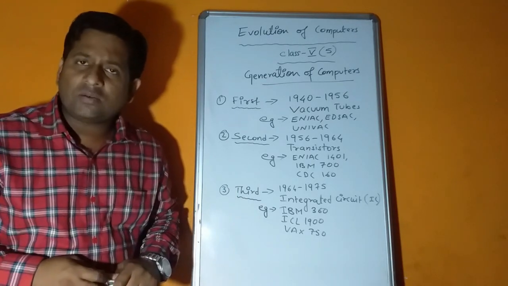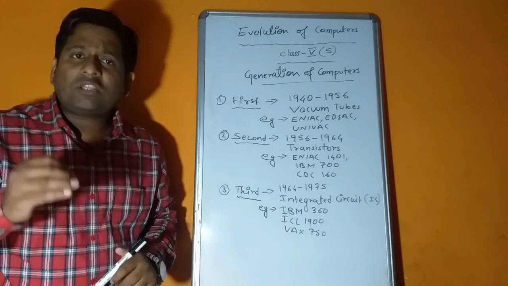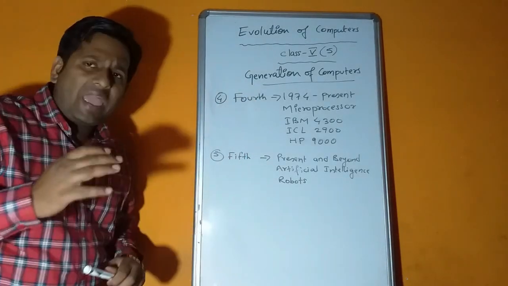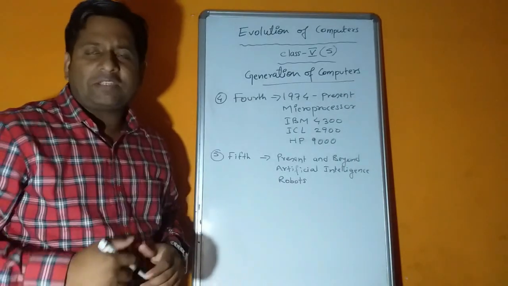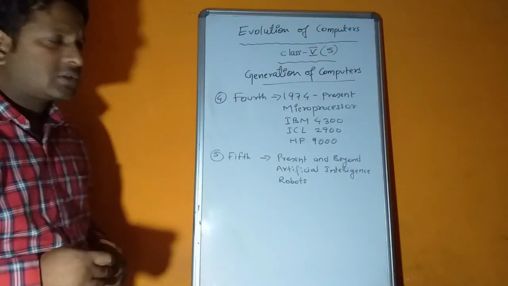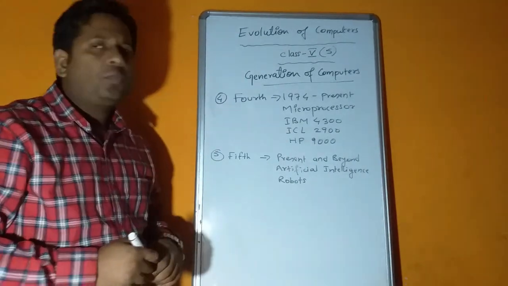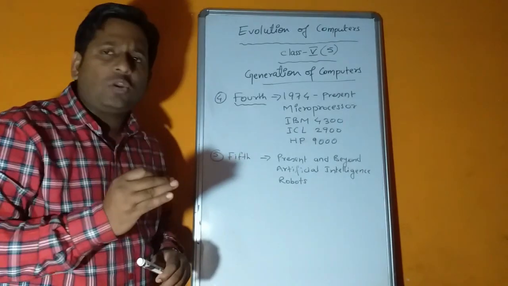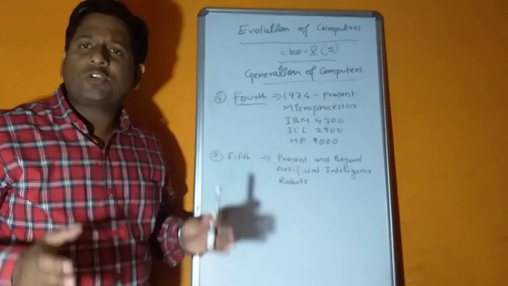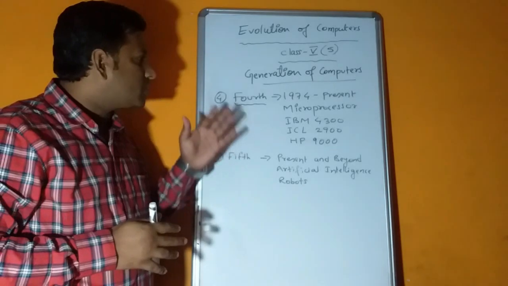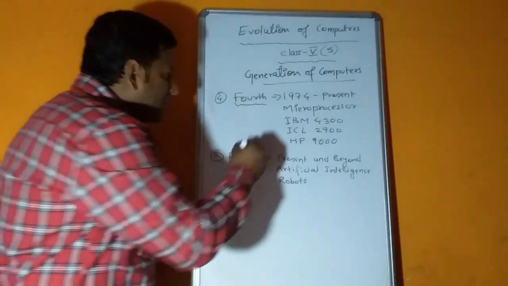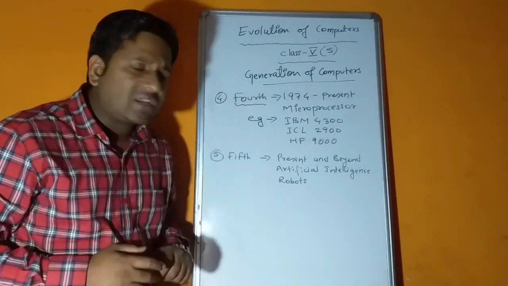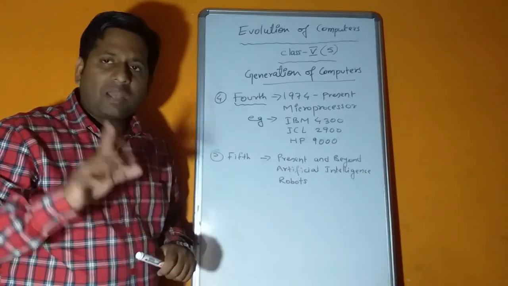So children, after the third generation, the next generation we have is the fourth generation computer. The fourth generation exists from 1974 till present, and technology was again replaced from IC, that is integrated circuit, to microprocessor. Microprocessor is the brain of the computer. Today's personal computer or desktop computer, whatever we see, is part of the fourth generation of computer. Examples of such computers were IBM 4300, ICL 2900 advanced series, and HP 9000s.